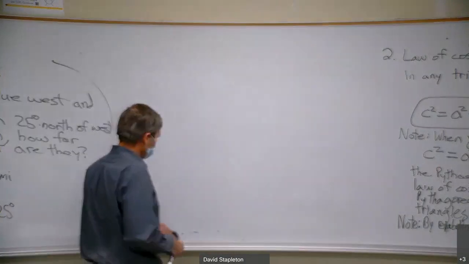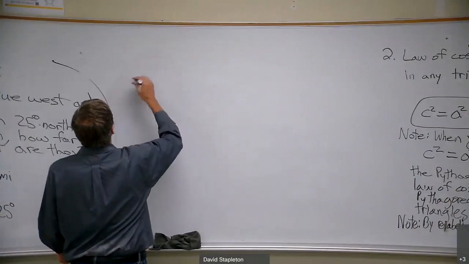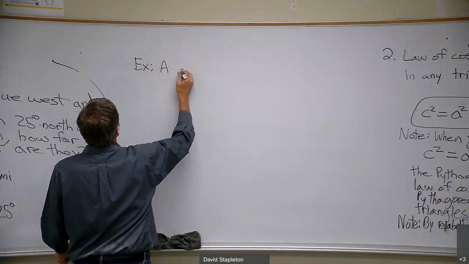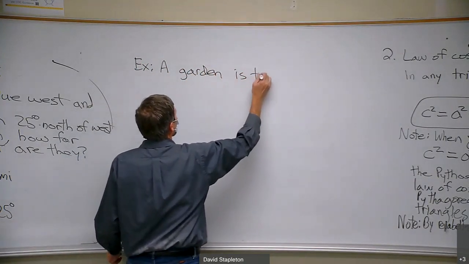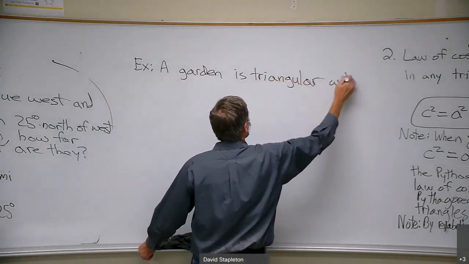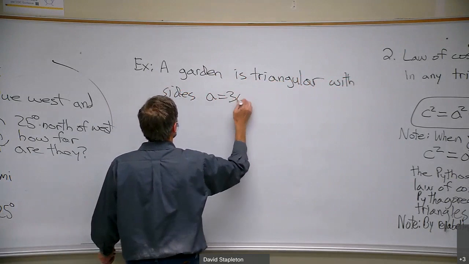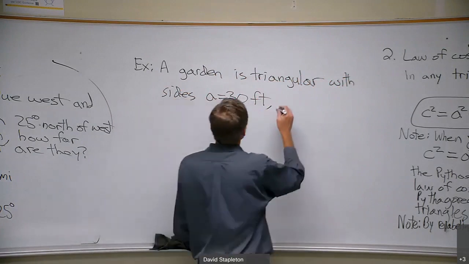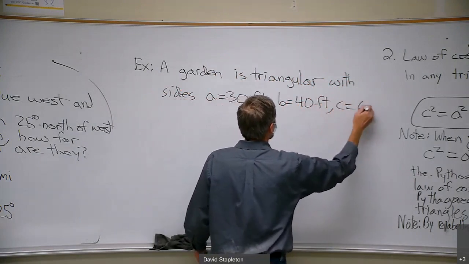So here's a surveyor's problem. My wife's dad is a surveyor, so we went into this kind of thing. Suppose a garden, if you go out and measure it, is triangular with side lengths A equals 30 feet. Maybe you just cut 3 boards of these lengths and made a garden out of it, and make something artistic. B equals 40 feet, and C equals 60 feet.